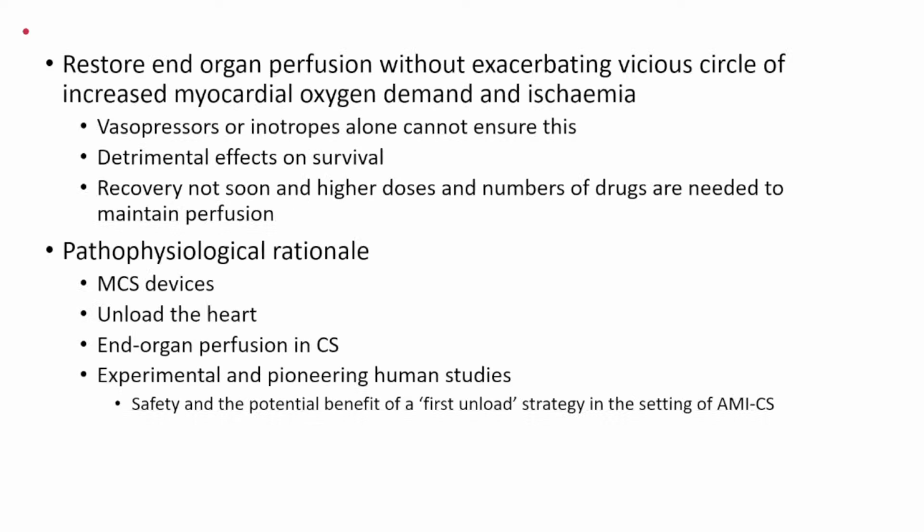The ultimate treatment goal in cardiogenic shock is to restore end organ perfusion without exacerbating the vicious cycle of increased myocardial oxygen demand and ischemia. Vasopressors and inotropes alone cannot do this, and they will be detrimental. There will be a detrimental effect on survival if the recovery is not soon and we use higher doses of these inotropes. So that is why there is a pathophysiological rationale for use of MCS devices. They unload the heart, they provide end organ perfusion, and there is some evidence that they may benefit survival.